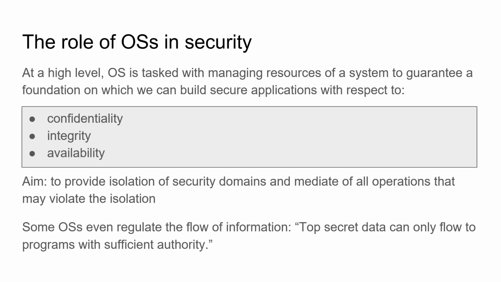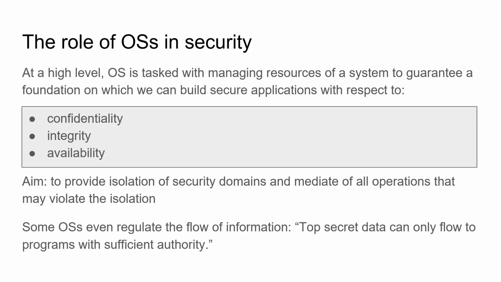So what is the role of the operating system or hypervisor in providing security? At the highest level, as we mentioned, the operating system needs to manage the resources and provide confidentiality, integrity, and availability to the application. Okay.